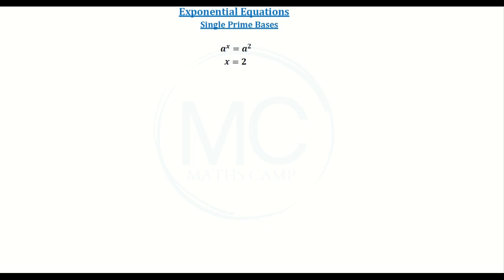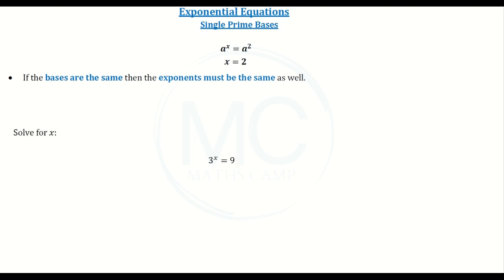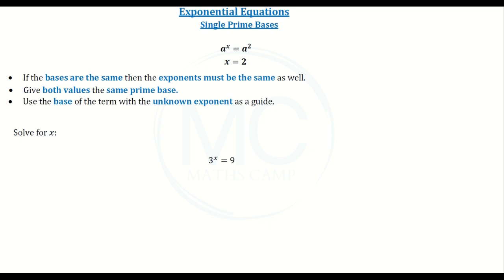From this, we can see that if the bases are the same, then the exponents must be the same as well. And we're going to use this idea to solve for x in our exponential equations. Let's look at the example 3 to the power of x is equal to 9. To tackle this question, we need to give both sides the same prime base. We can use the base of the term with the unknown exponent as a guide. So in this case, 3 is our base.